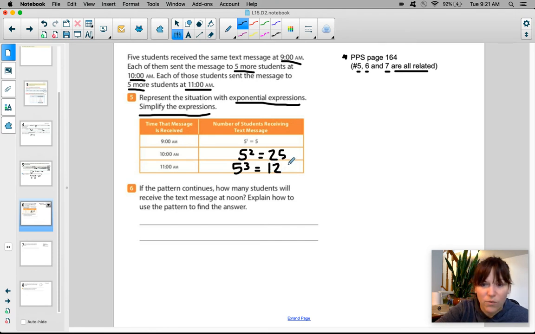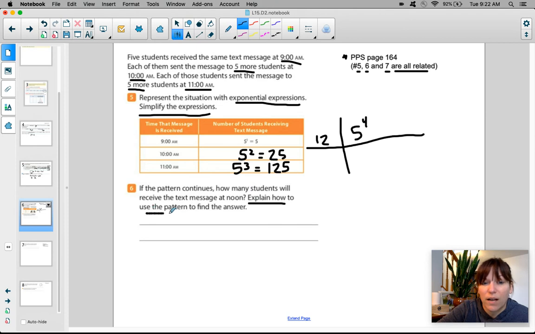We did a lot of work with the base of 5 on day 1, so hopefully that wasn't too difficult. So if the pattern continues, how many students would receive the text message at noon? So we actually have to extend this to 12 noon. And I'm just going to make another chart over to the right so that I can then continue my pattern. So basically it's asking you what is the pattern. We're increasing our exponent by 1. So that's the explanation of how to use the pattern.